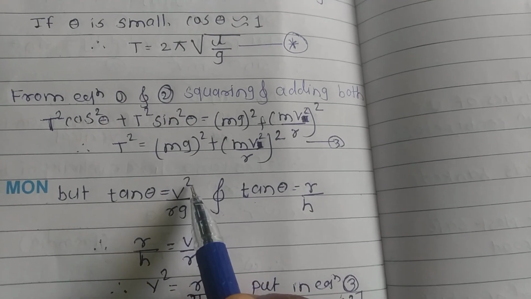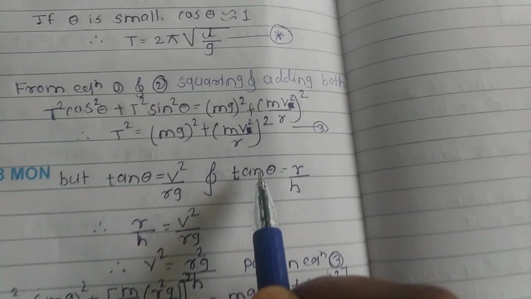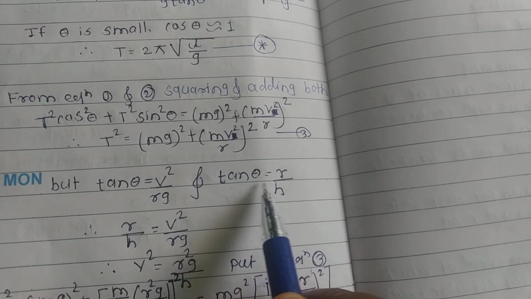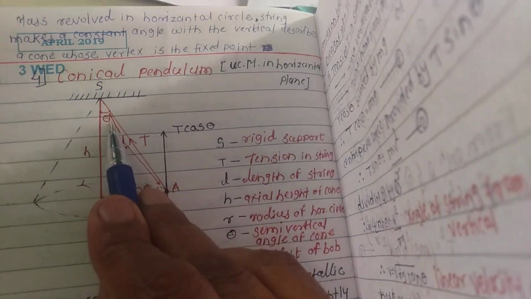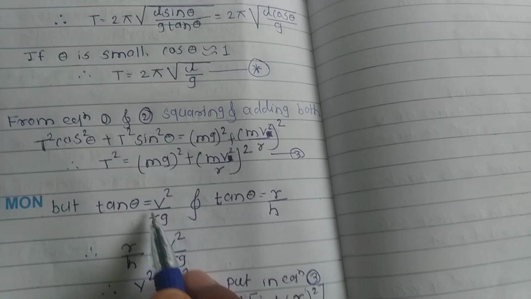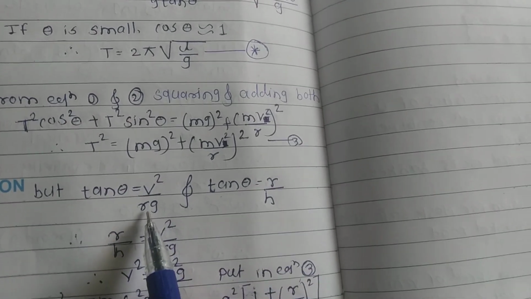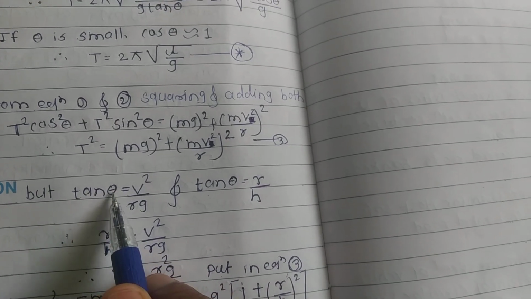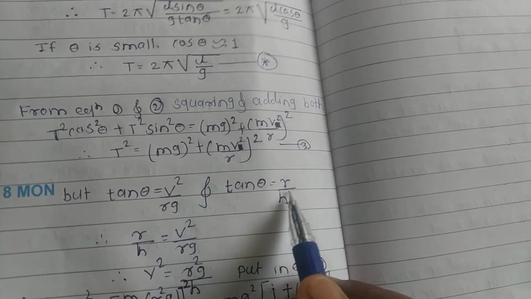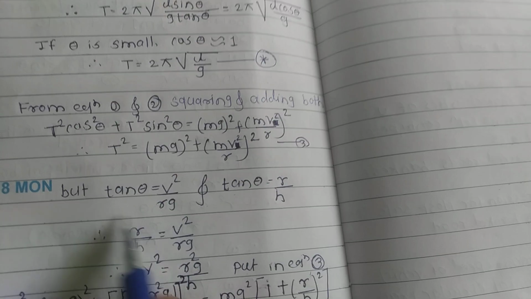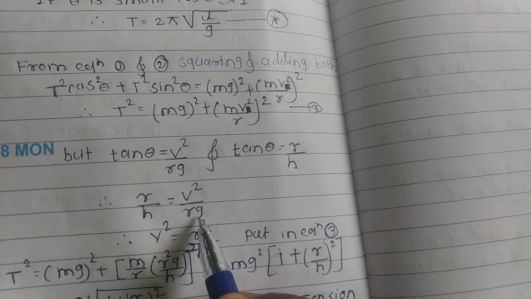This value is from the linear speed. We have seen these two values just now. This tan theta is equal to r upon h, it is from that diagram. If you remember, tan theta is equal to v square upon rg. This is the value of the angle of inclination. So tan theta has this value from the diagram, and another value by formula. By equating them, r upon h is equal to v square upon rg.